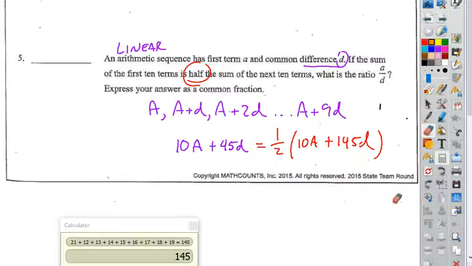All right, so this is just a really simple algebra problem at this point. Remembering, I don't need to find out what a or d is. I just need to figure out what a divided by d is. So here we go. First thing I'm going to do is multiply everything by 2, because I don't really want to deal with that 1/2, because 2 does not go into 145 evenly. So I'm going to end up with 20a plus 90d is equal to 10a plus 145d. Okay, so let's get the a's together. So I'm going to subtract 10a from both sides.